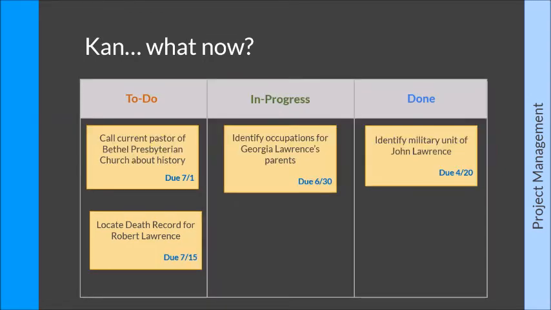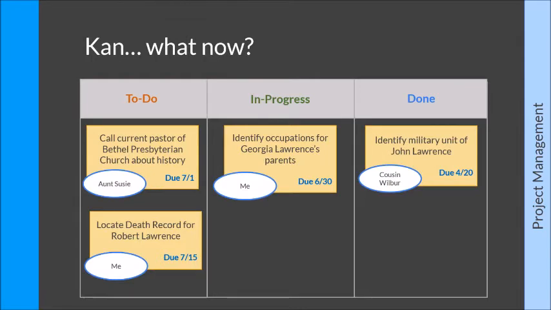So if I add due dates, I can see, okay, these are the items that are going to be due in July, this is going to be due in June, and this was due in April, and it's great because I've finished this item. When you assign people, you get even more information.